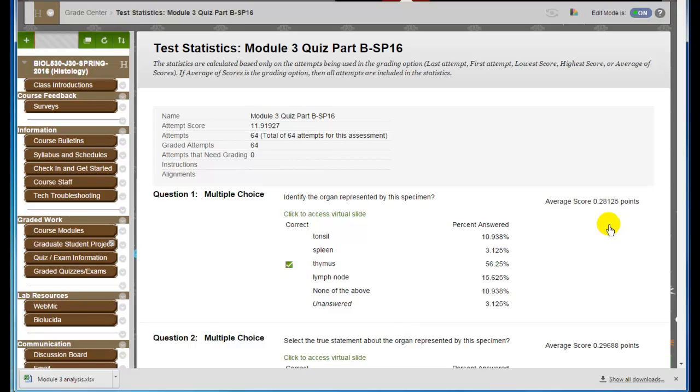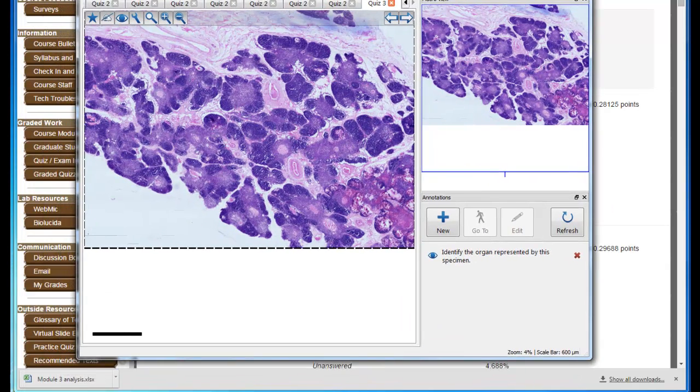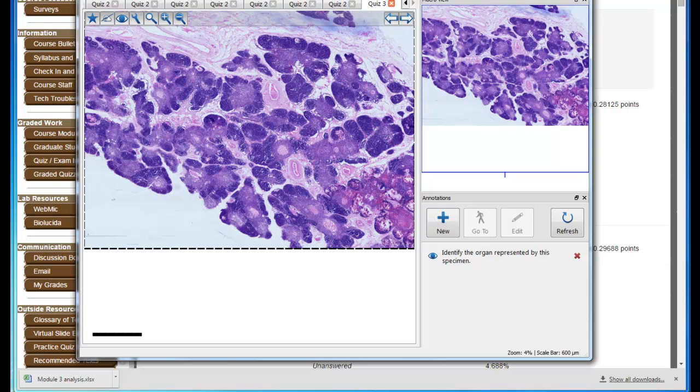The first question I want to review is the very first one. Identify the organ represented by this specimen. Now the correct answer was the thymus, but you can see some people thought it was the tonsil, the lymph node, and none of the above. So when you're looking at an organ, just like you were looking at tissues, you have to think of differential diagnosis. So you have to begin to try to narrow it down and say, well, what can this be?